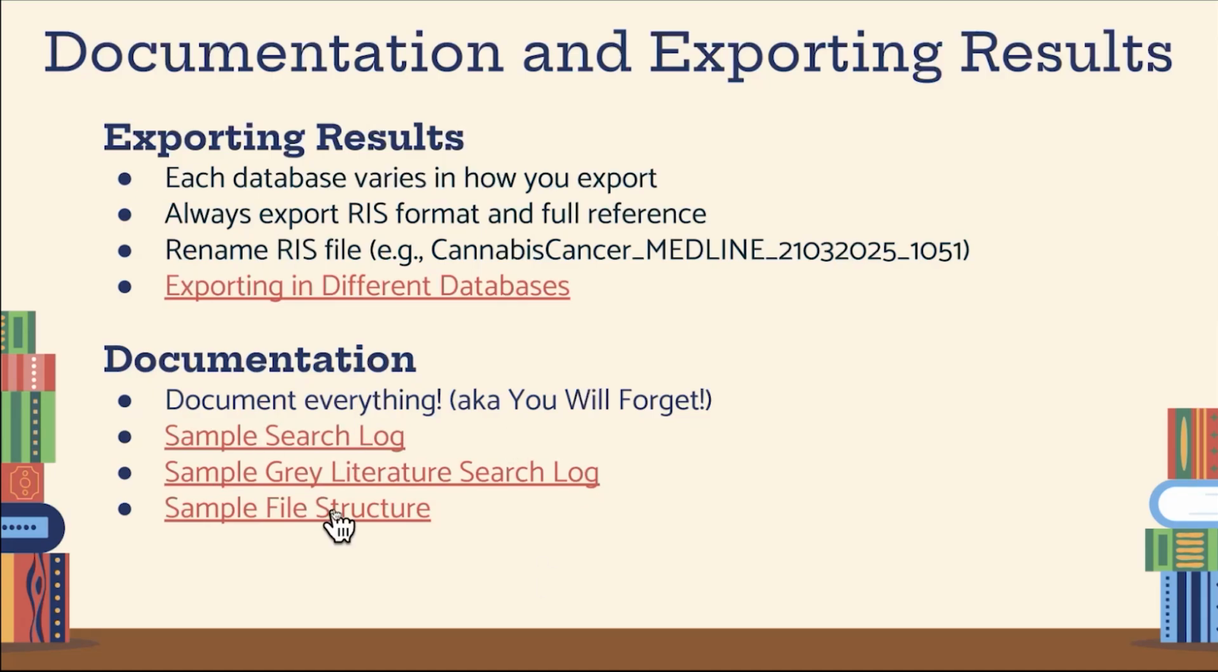I also have a zip file that shows you a sample file structure that you might want to use to organize. There's just a lot of things that need to be kept track of in a systematic review. So if you start strong by having a good process up front, it'll save you so much time and energy later on.